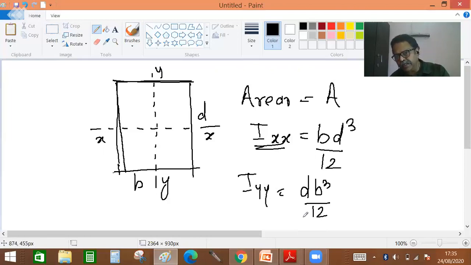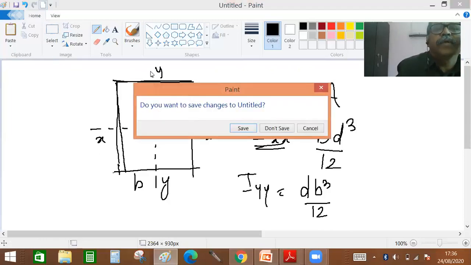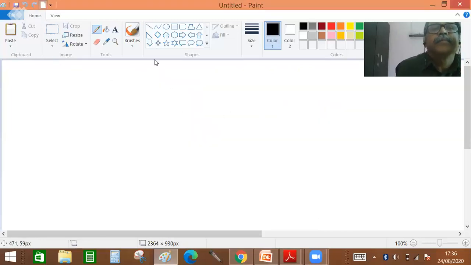These are the standard shapes: rectangle, circle, semicircle, quarter circle, triangle. These are the five standard shapes for which you have to remember the formulas for MI about both the x and y axes. Here I have shown the rectangle about the x-axis and y-axis. Suppose you take another shape, a circle. Suppose you have taken a circle here.